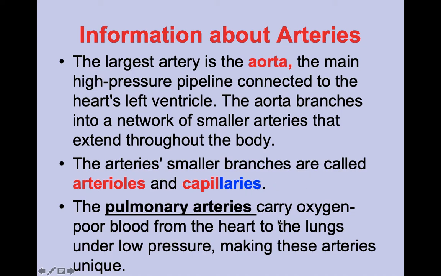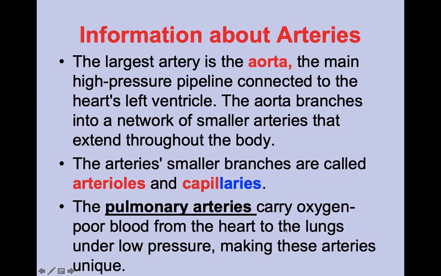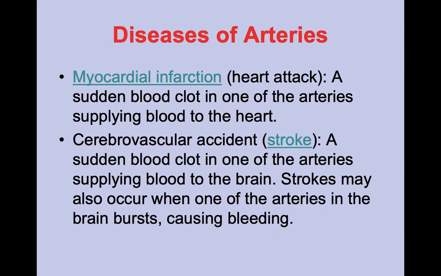The really weird arteries in our body are called the pulmonary arteries, and that is because they carry oxygen-poor, or deoxygenated, blood away from the heart, but they go to the lungs. So they're just very unique, and we probably won't spend a lot of time talking about them this year, okay?